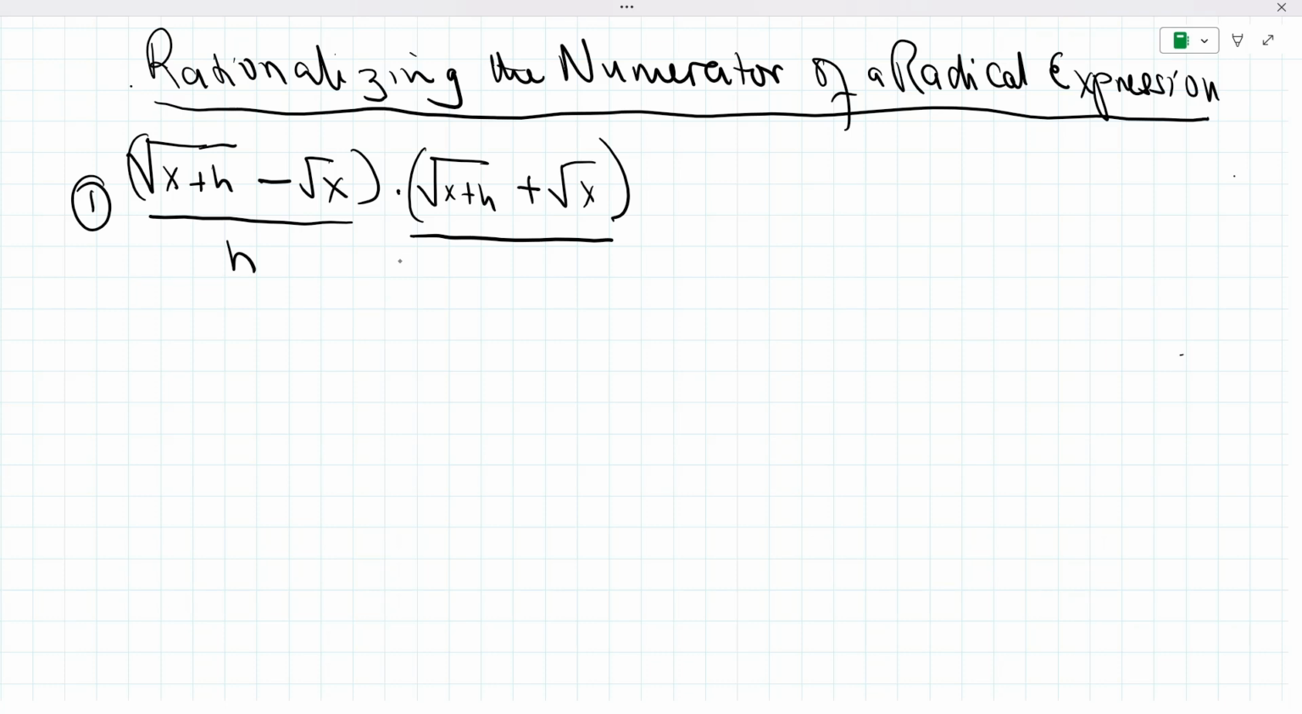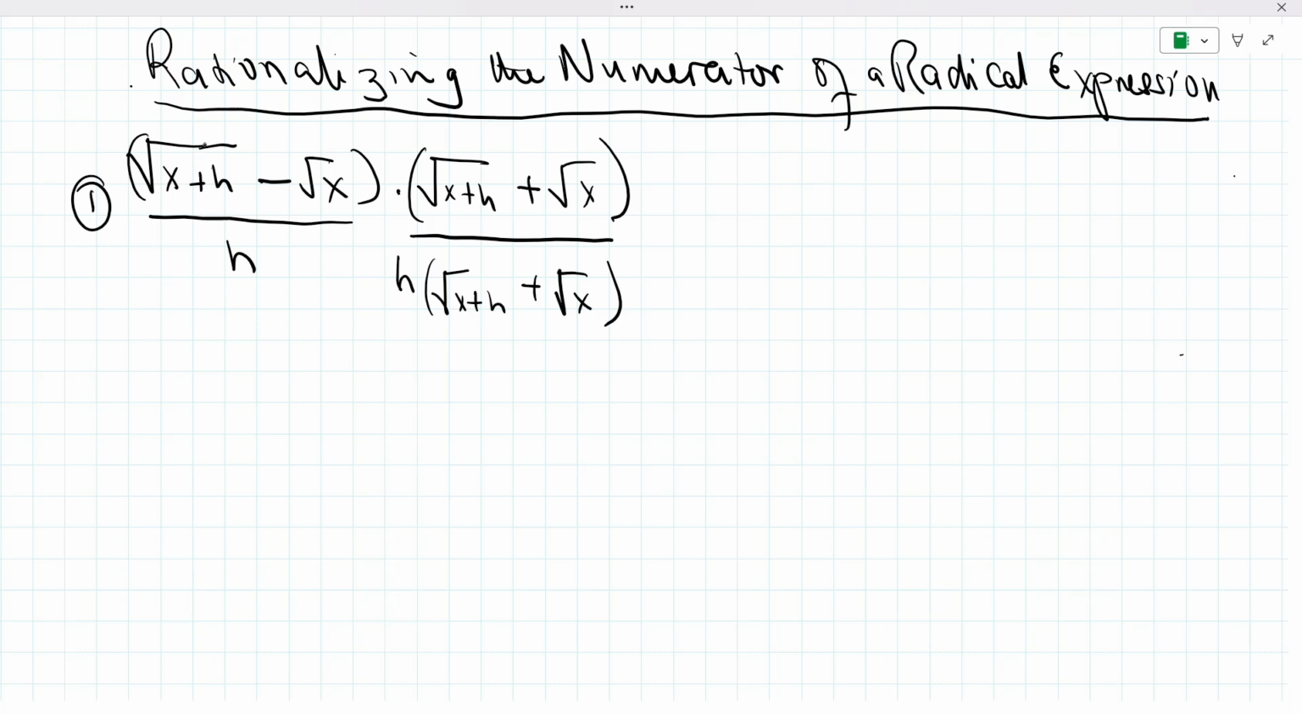So we must also multiply the bottom by the conjugate of what we have in the numerator position, which will be root x plus h plus root x. And then we move on to distribute through our expression.